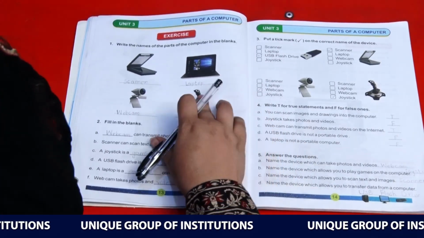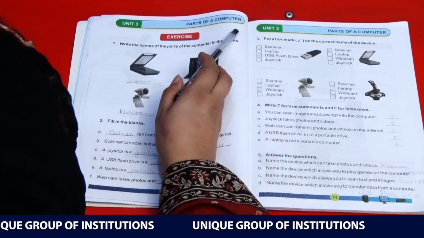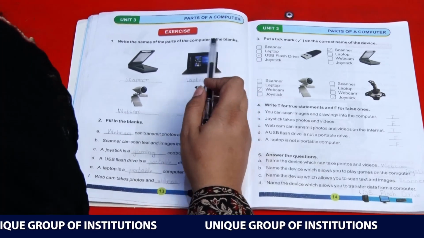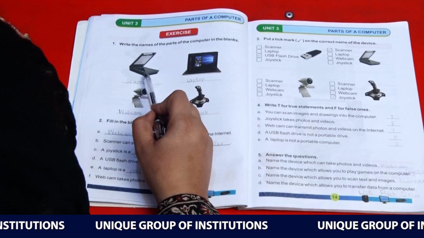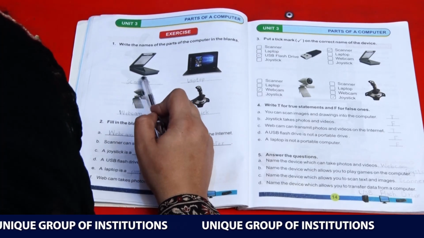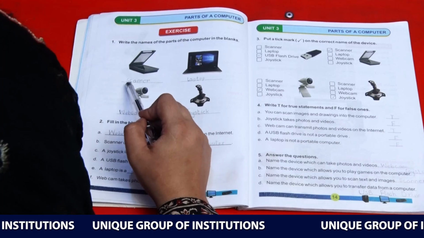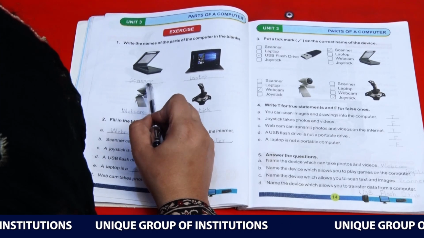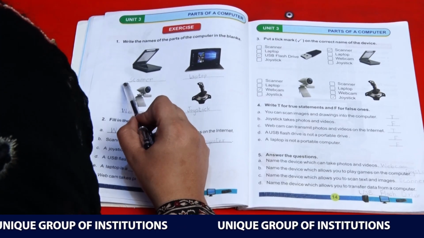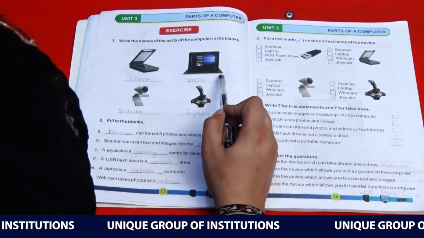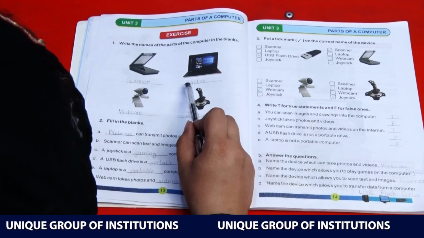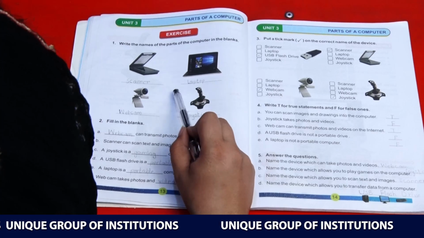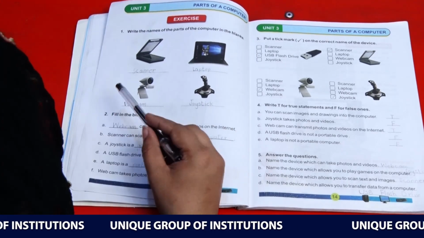Now let's start our exercise, unit number 3, parts of a computer exercise. Write the names of the parts of the computer in the blanks. Number 1, you can see here a picture and you have to identify which device it is. As you know, it's a scanner, and you have to write SCANNER, where the first letter S will be capital. Next device you can see here is a laptop. You have to write LAPTOP, where L will be capital.